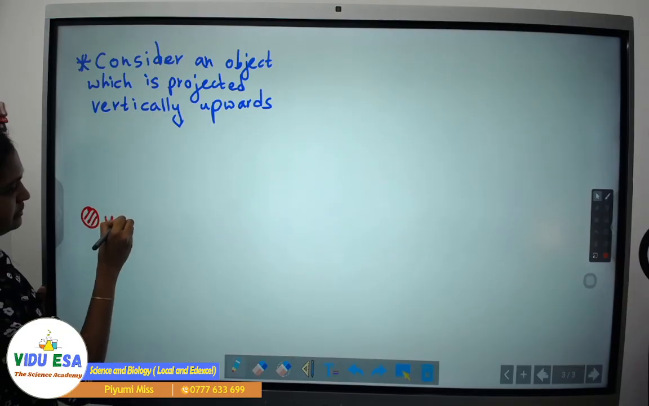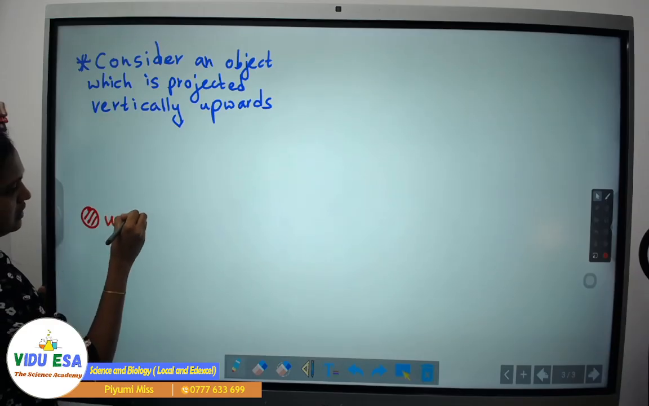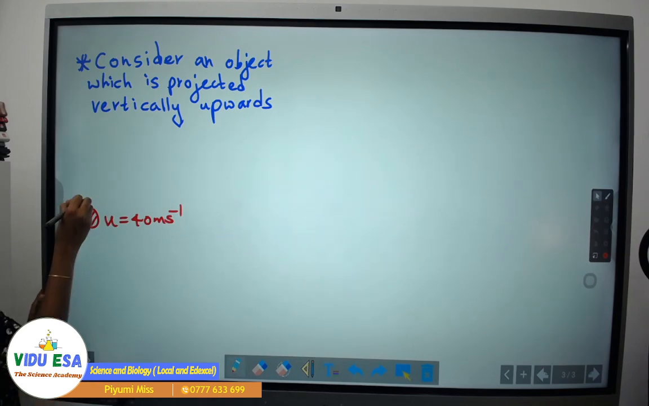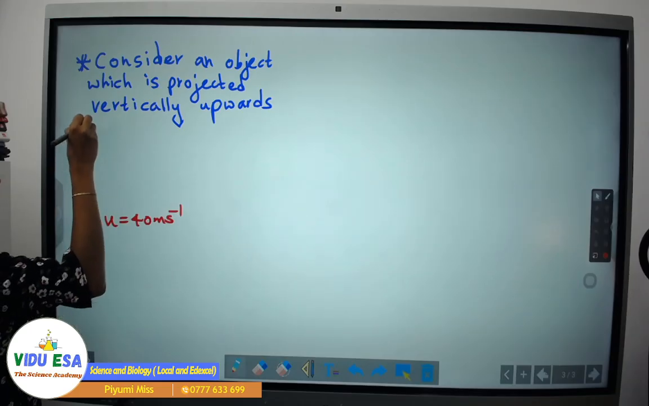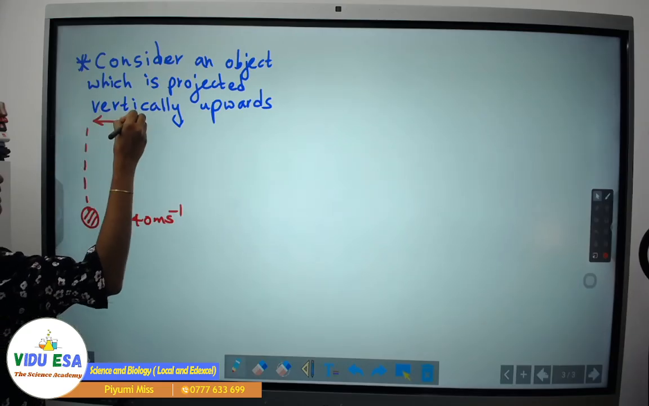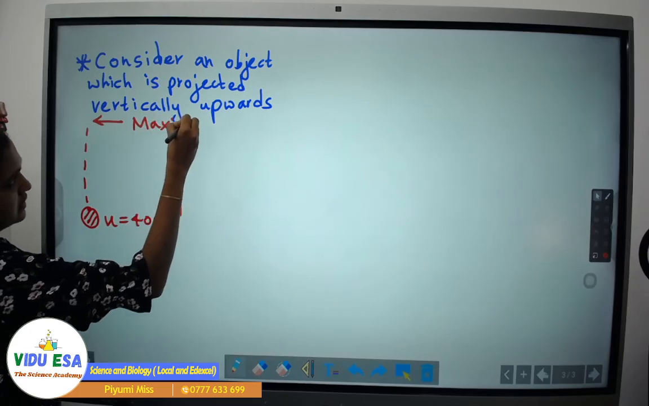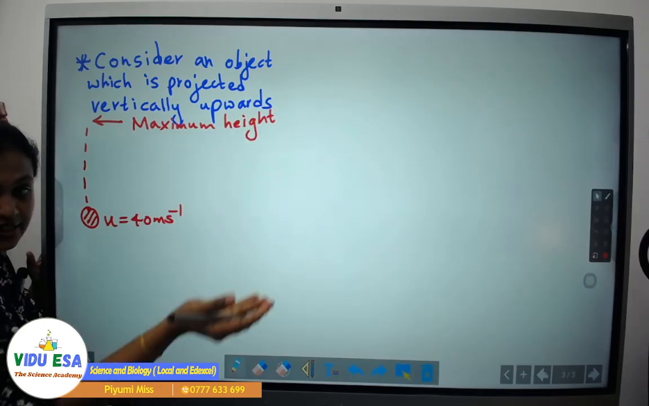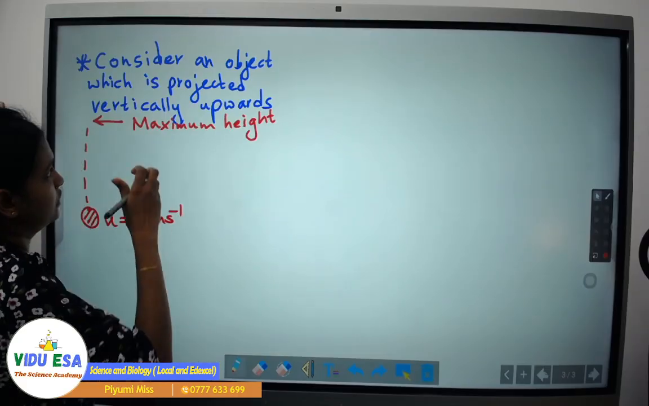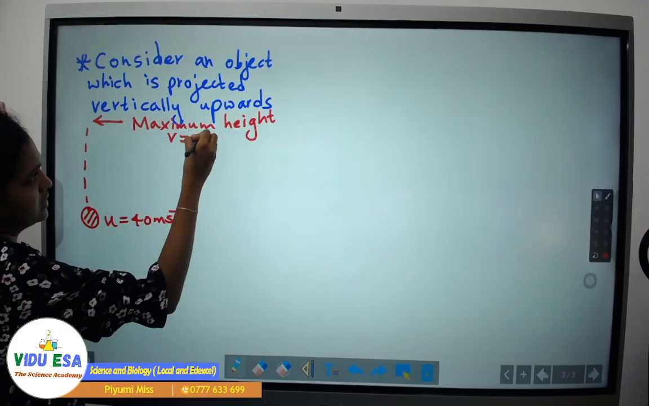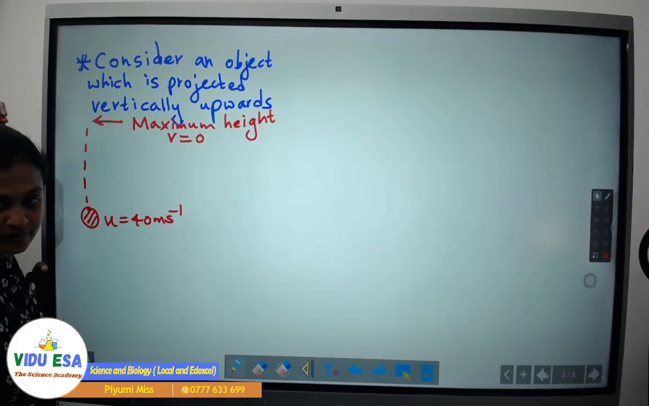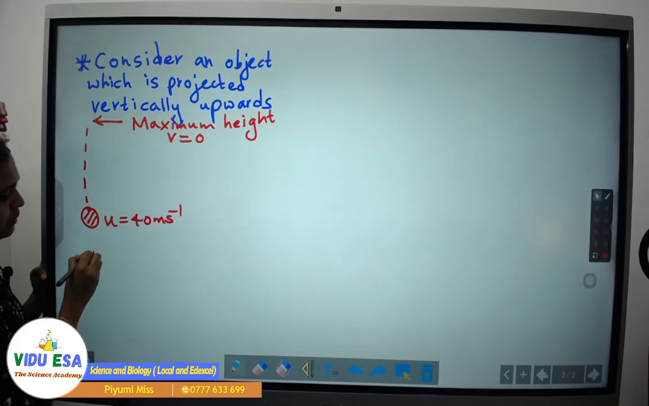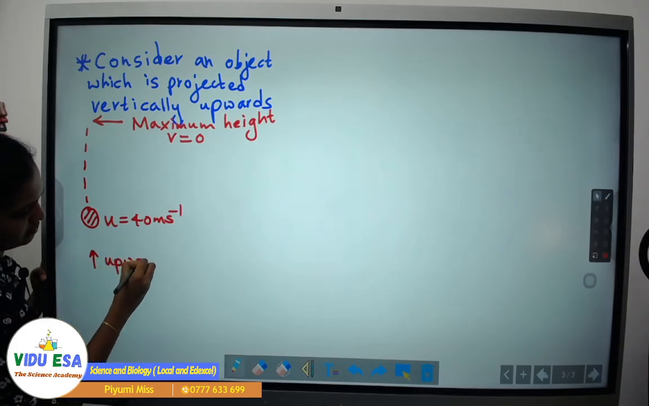We'll say u equals 40 ms minus 1. Right? Then it will move vertically upwards and it will reach the maximum height. At maximum height, it stops. It will reach the maximum possible height and it will stop. So at the maximum height, the velocity becomes 0. Right? And what type of a motion is that? Upward motion.